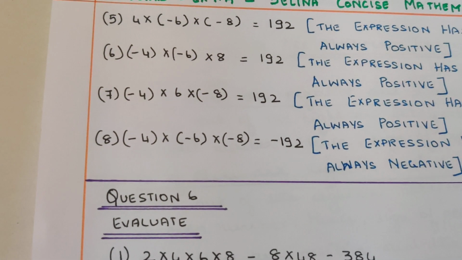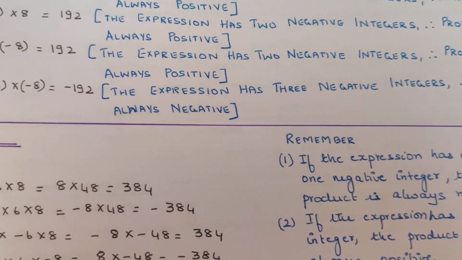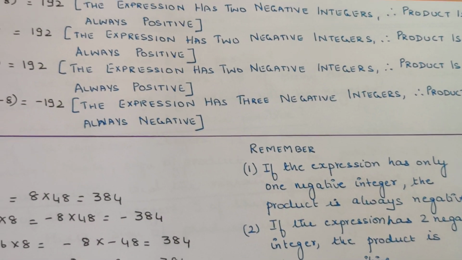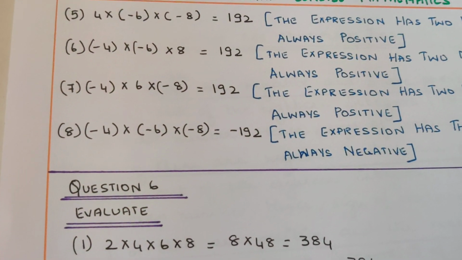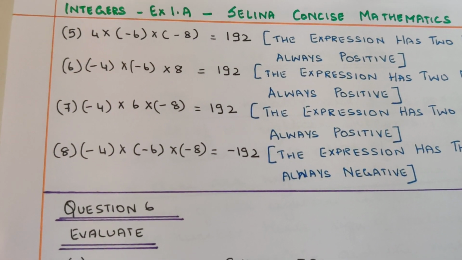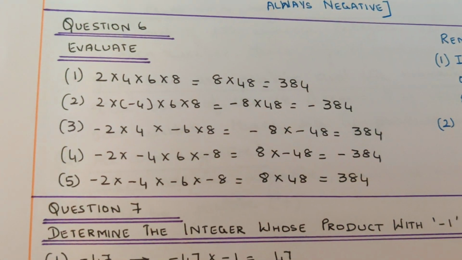But the last one has three negative signs. Because it has three negative signs, the expression has three negative integers. The product is always negative. So that's why you get the answer minus 192. So hope you've understood question number 5, and it is simple. Let's move on to question number 6.